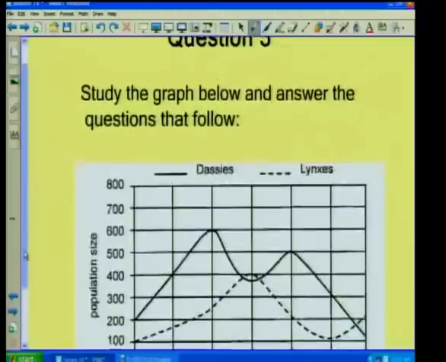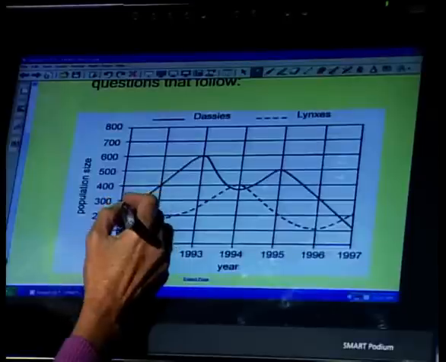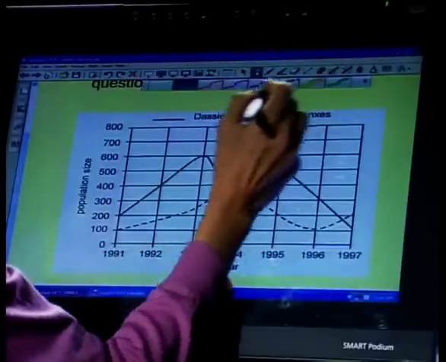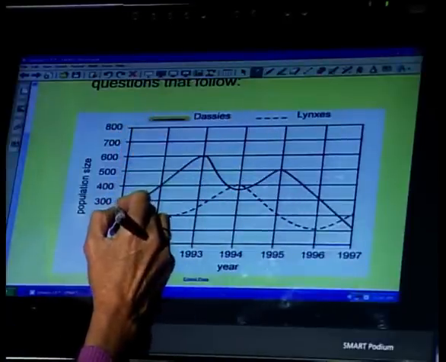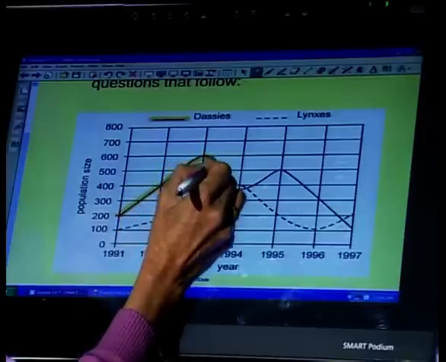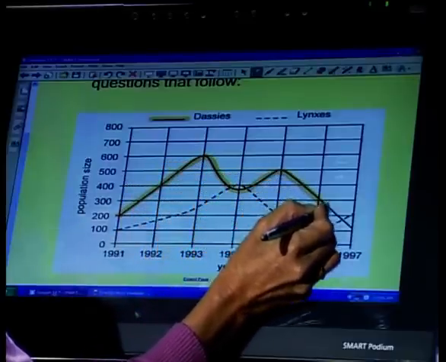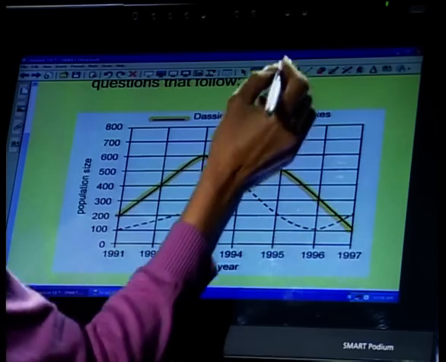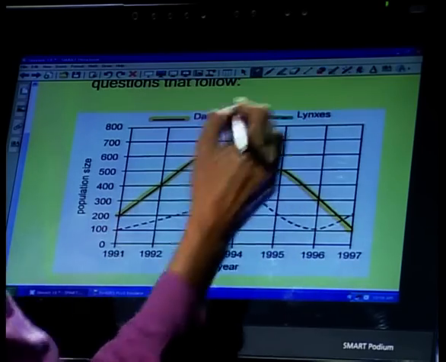Now we look at this question here. We've got the dussies and the lynxes. So the dussies, and I'm going to do this in a color. So let's pick a nice bright color. We'll do the dussies in yellow so you can see it nicely. There's the dussie population, and let's do the lynxes in green.